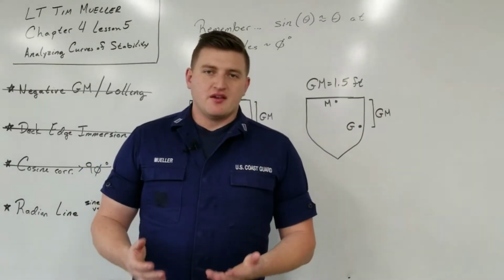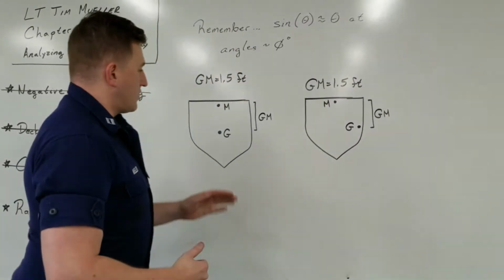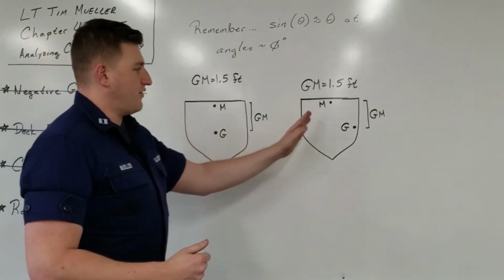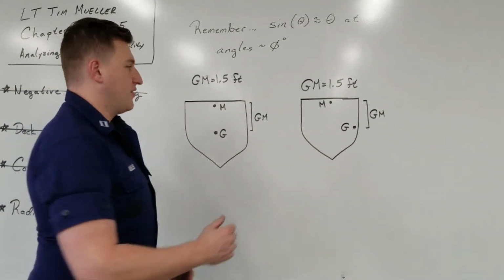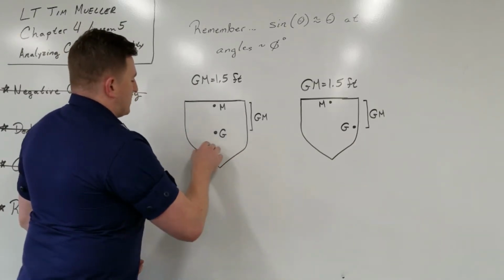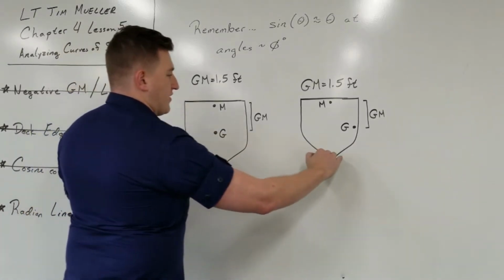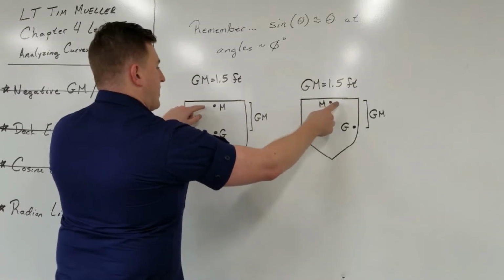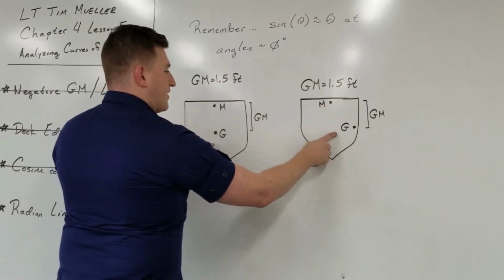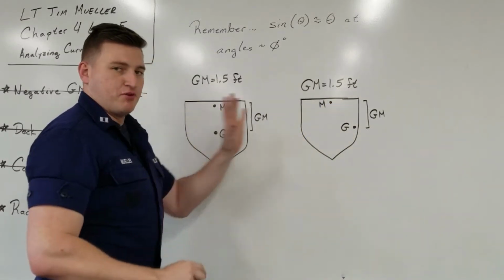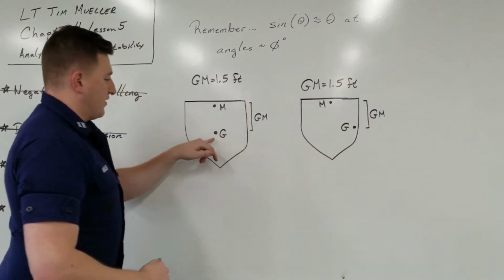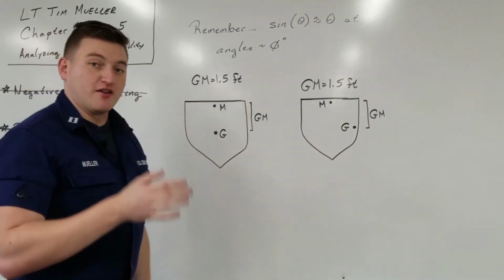To demonstrate this, let's take a look at this diagram. So we have two vessels, and there's nothing different between them except the location of the center of gravity. So the heights of the center of gravity are the same. The height of the metacenter is the same. However, the center of gravity on the right side is pushed all the way to starboard, whereas on the left side, we have the center of gravity directly on the center line.